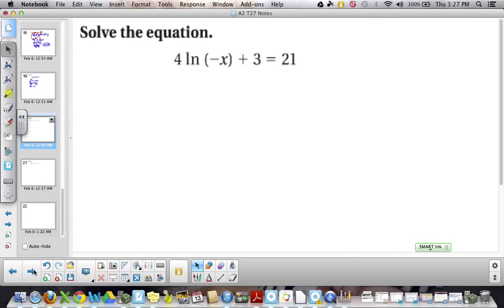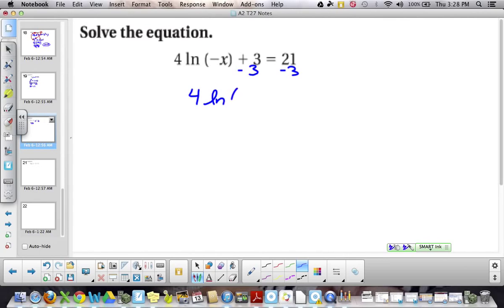All right, another example. This time we have 4 times the natural log of negative x plus 3 equals 21. This brings up an important point that we want the logarithm by itself before we switch it into exponential form. So before we rewrite this as an exponential equation, we're going to want to subtract 3 on both sides to get 4 times the natural log of negative x equals 18. And then divide both sides by 4. So we get natural log of negative x equals 4.5.